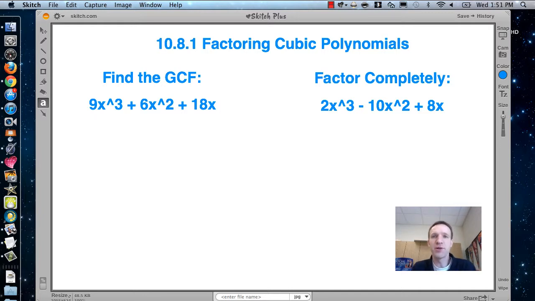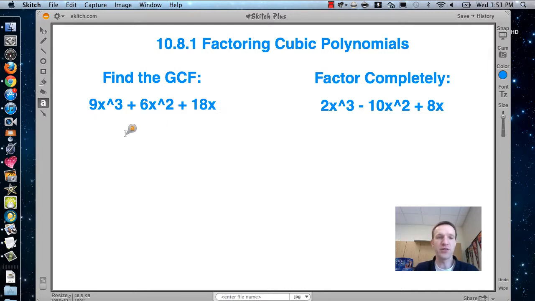And there's a lot of different concepts we're going to try to cover in these videos today, so let's get rolling. Here's the first one that we're going to take a look at. Today you're going to see some polynomials, and your objective is going to be to find the greatest common factor, to factor that out and then see if you can simplify it anymore.